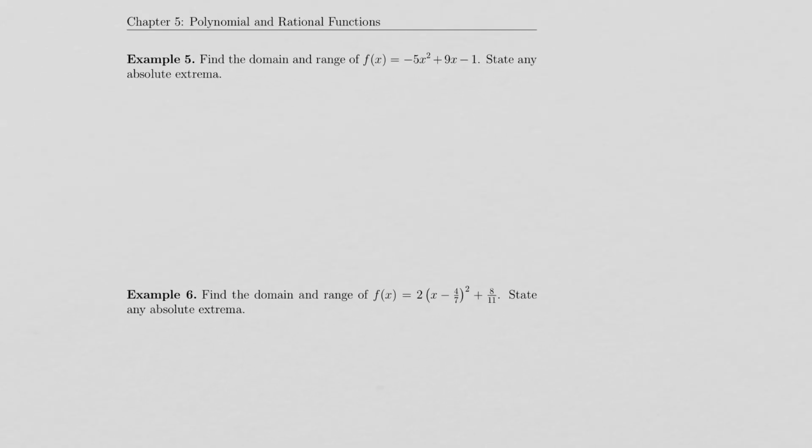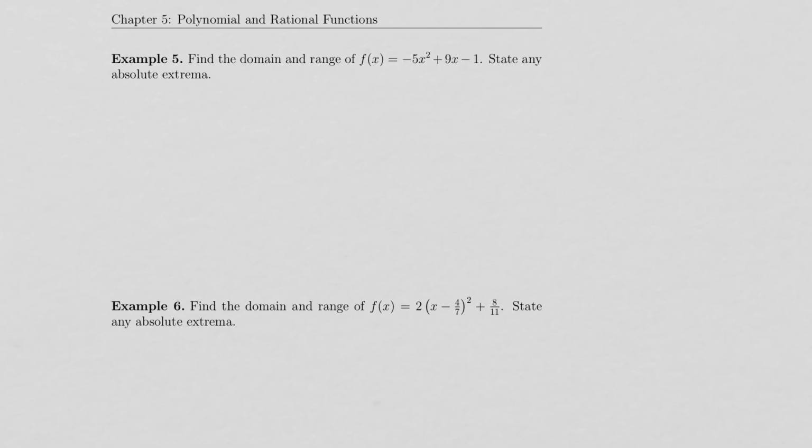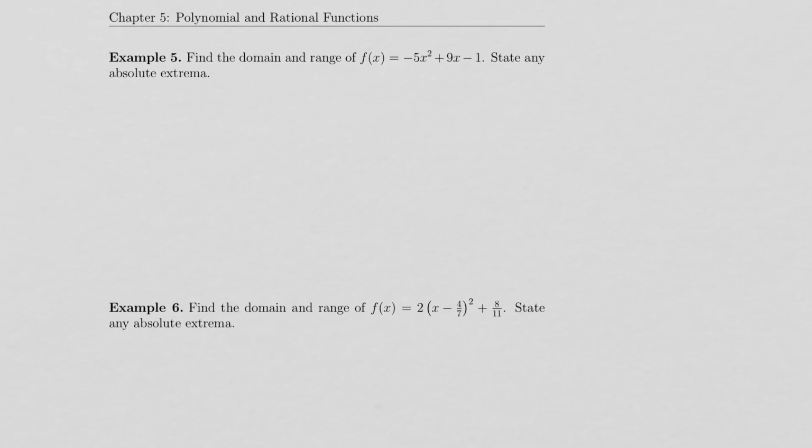All right, so we're given a quadratic function, in this case negative 5x squared plus 9x minus 1, and we want to find the domain and range and then state any absolute extrema. Okay, so the domain for any quadratic function is going to be all real numbers, right? So the domain is all real numbers. And how do we write that? We write it negative infinity, comma, infinity.